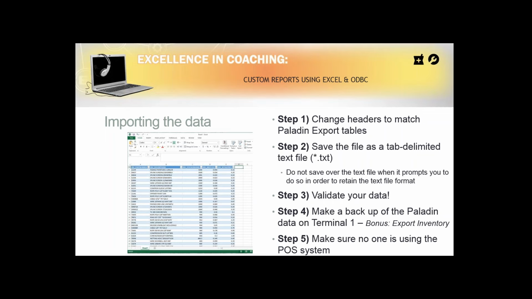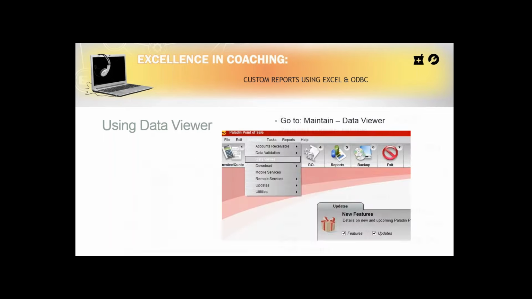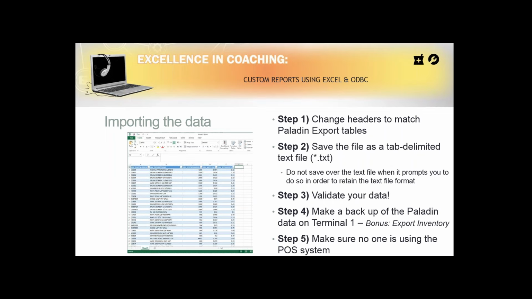All right. So, I want to go back here because on step 4, I say bonus, export inventory. Well, you're probably looking at that going, what does that mean? Well, there's a backup, which actually makes a backup of your entire system, but then you can do an export of your entire inventory, just export it out into a file using the data viewer exporter, which we're going to show you momentarily. And if you do that, now you have a text file of all of your inventory.